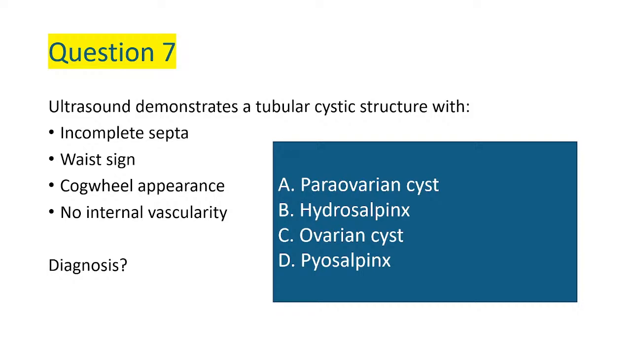Ultrasound demonstrates a tubular cystic structure with incomplete septa, waist sign, cogwheel appearance, no internal vascularity. What is the most likely diagnosis? A. Para-ovarian cyst. B. Hydrosalpinx. C. Ovarian cyst. D. Pyosalpinx.